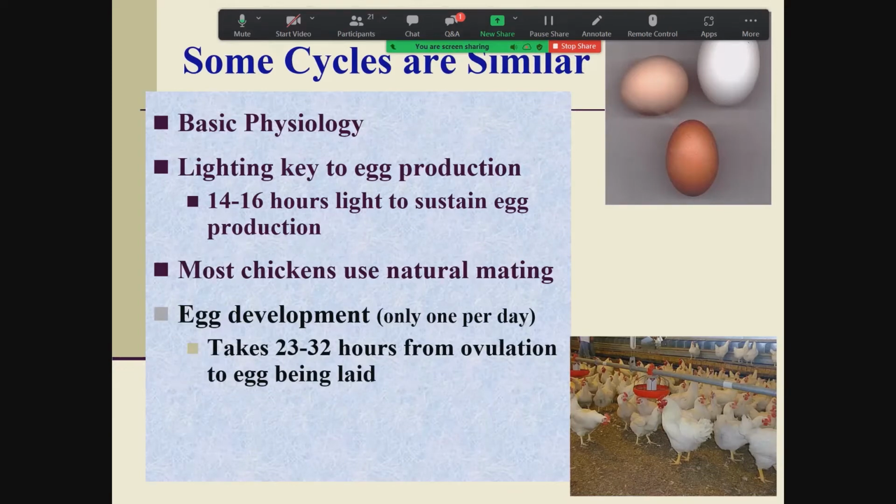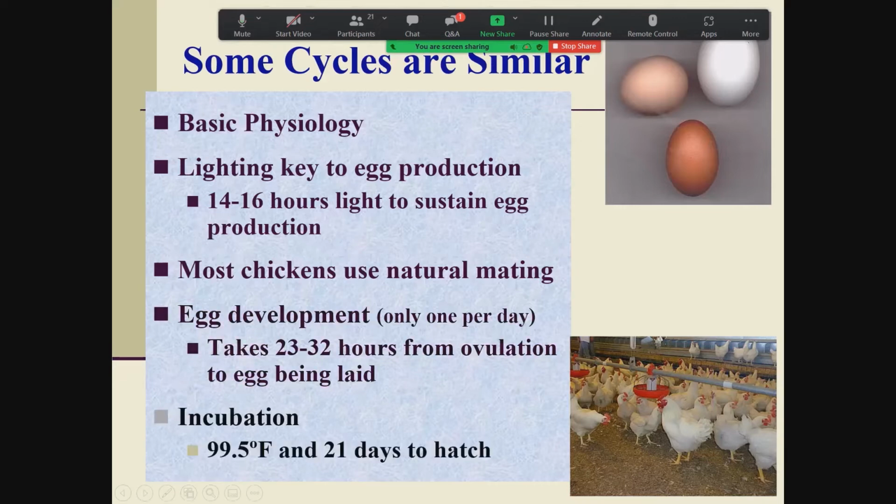I don't think I need to go into that in detail, but we have courses on hormones and production and so forth. And incubation is still the same. It's about 95 to 100 degrees Fahrenheit, and it takes 21 days to hatch a chicken egg. So all that's still very much the same as what we had before.